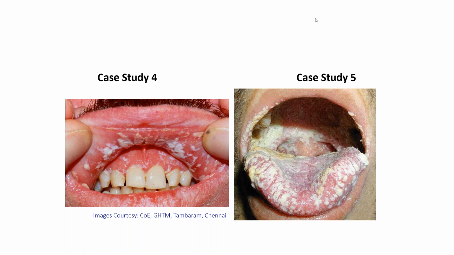So case study 5 becomes stage 4, because if this patient has pharyngeal or esophageal candidiasis, it becomes stage 4. Whereas case study 4 was limited to the oral cavity, so that is stage 3. This is the difference between case study 4 and case study 5. Like Jaya has said, this more likely is oroesophageal candidiasis, and this more likely is oral candidiasis. That is why you must do a detailed oral examination in all persons living with HIV infection.